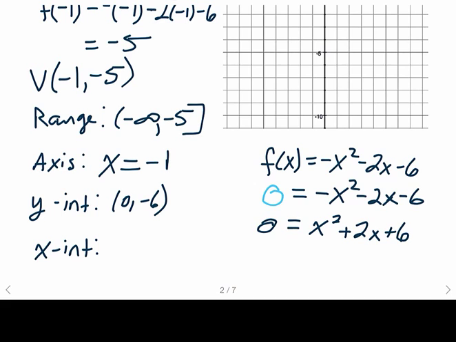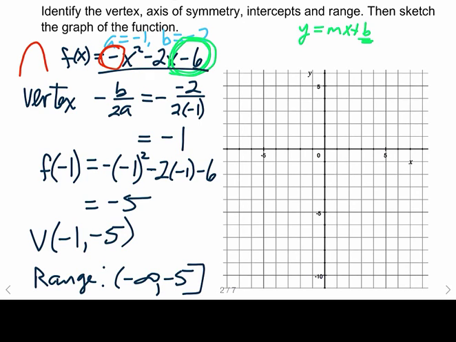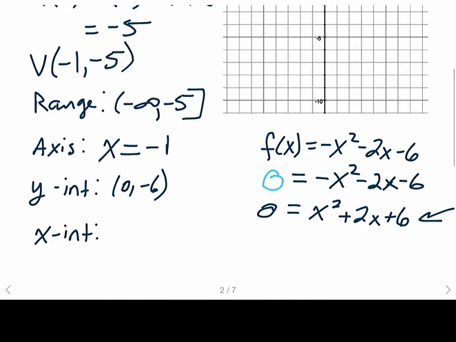Notice I'm doing that because I can solve an equation. I cannot take the original function, negative x squared minus 2x minus 6, and change its signs, because that would fundamentally change the function. But as far as solving an equation, I get to do the things that we're allowed to do when solving equations.